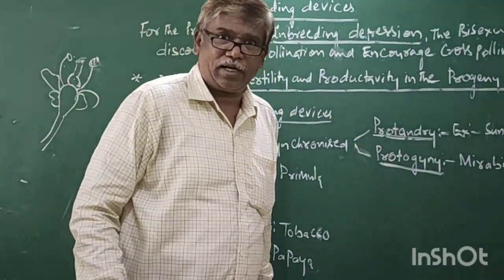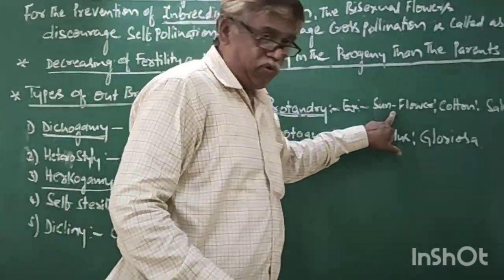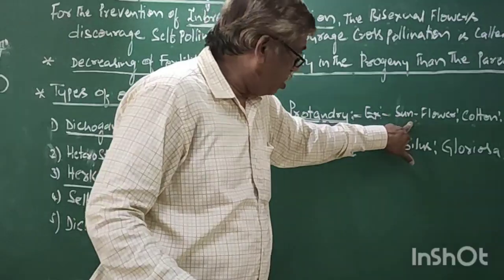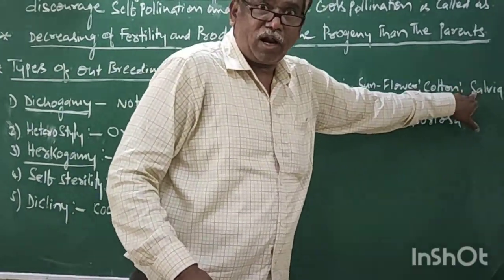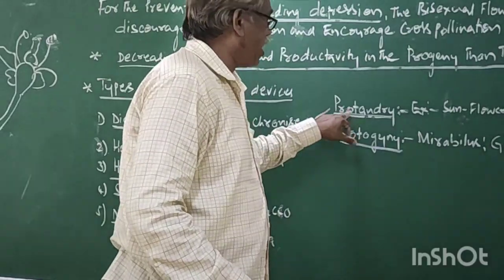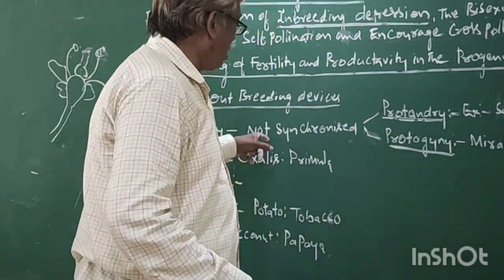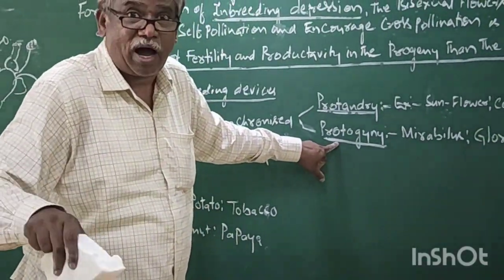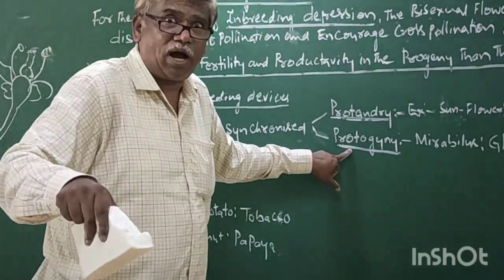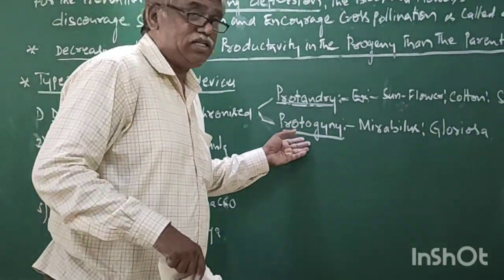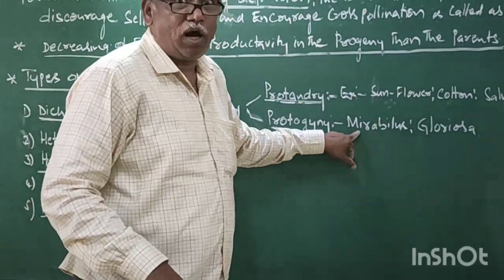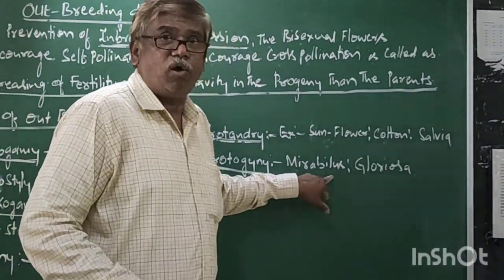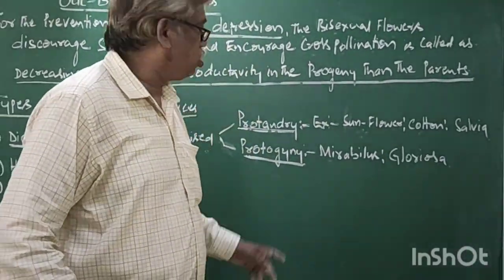is called protandry. This protandry we can see in sunflower, cotton, salvia. These are the flowers of three plants. The flower of sunflower, flower of cotton, flower of salvia show protandry nature. Now, the second type of dichogamy, protogyny: early maturation of stigma than the anther. Such a condition is called protogyny, as in Mirabilis jalapa, gloriosa. The flowers of Mirabilis jalapa and gloriosa show protogyny.